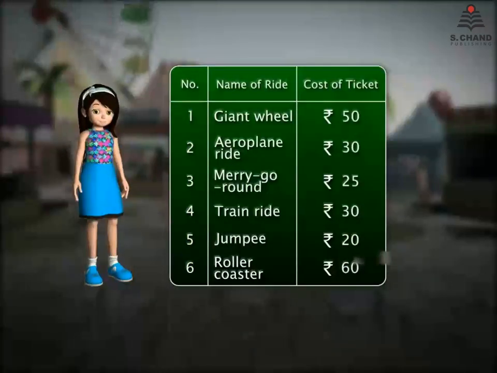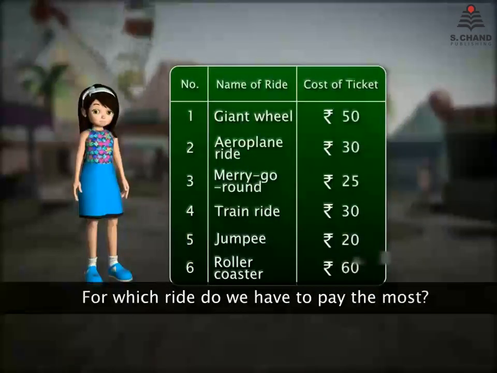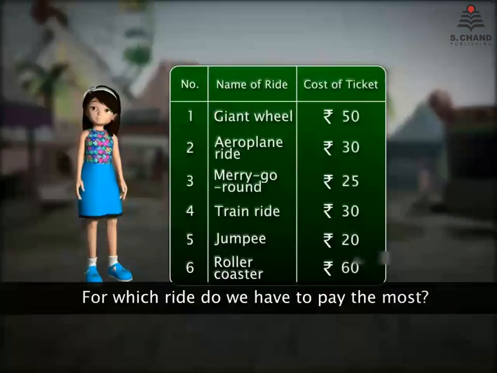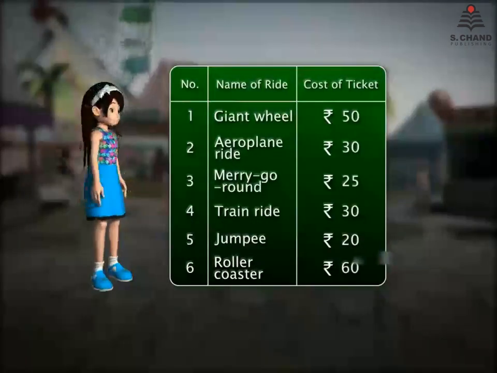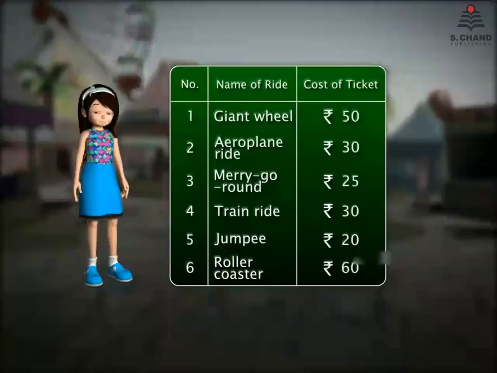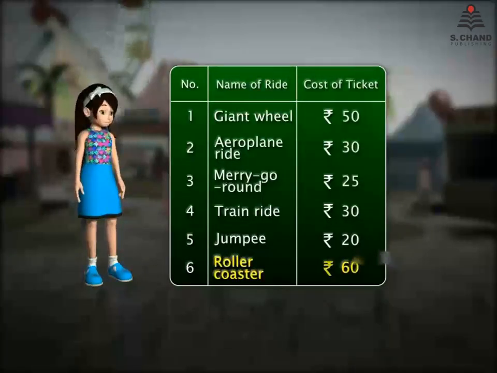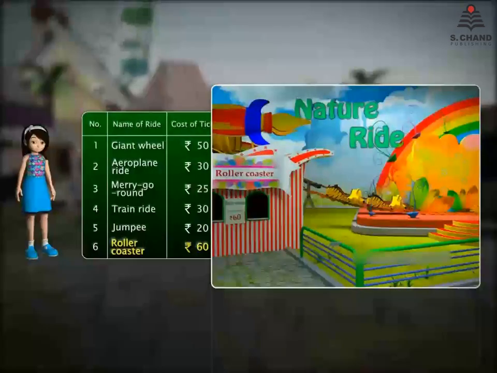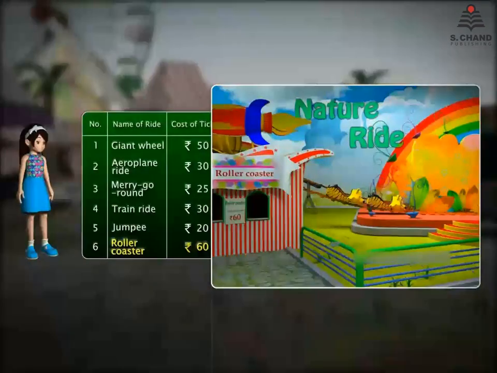Our next question was for which ride do we have to pay the most? We can see from the table that the maximum amount for a ticket is rupees 60 for the roller coaster. So, we have to pay the most for the roller coaster ride.